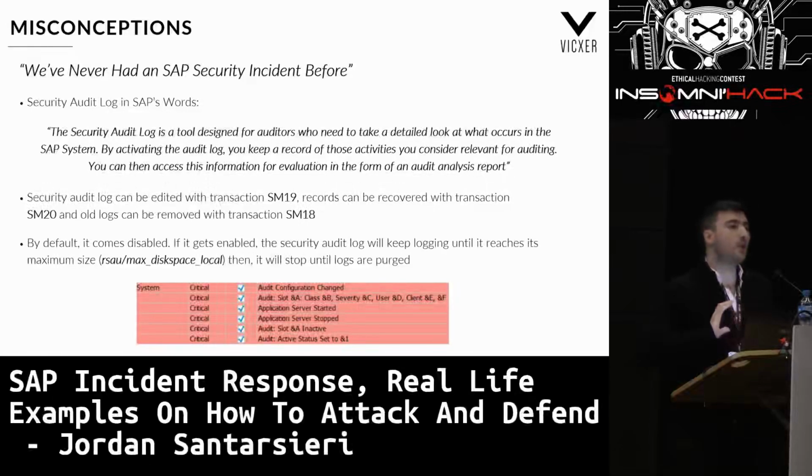SAP, there is no automatic archiving right now. So SAP will start logging all the events that are happening until you reach a limit that is configured by this parameter rsau/max_disk_space_local. And once you hit that limit, SAP will stop logging. You can do a cron with a really small shell script to do the archiving of the logs, but you need to do something with those. You need to recycle the logs. It's very important.